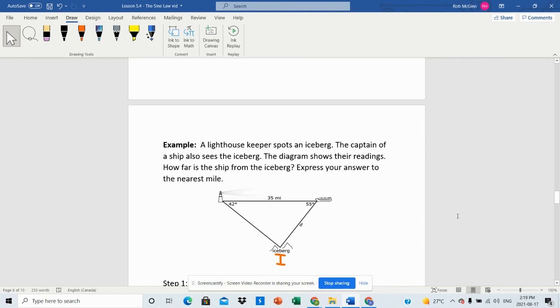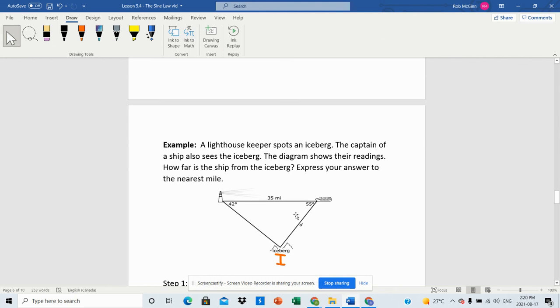So if we take a look at our diagram here, we see the iceberg's over here, the ship's here, the lighthouse is here. We want to know how far the ship is from the iceberg, so that is little d here. And what we know, well, we know 55 degrees is the angle between the ship and the iceberg. 42 degrees is the angle between the lighthouse and the iceberg. And we know the distance between the lighthouse and the ship is 35 miles.